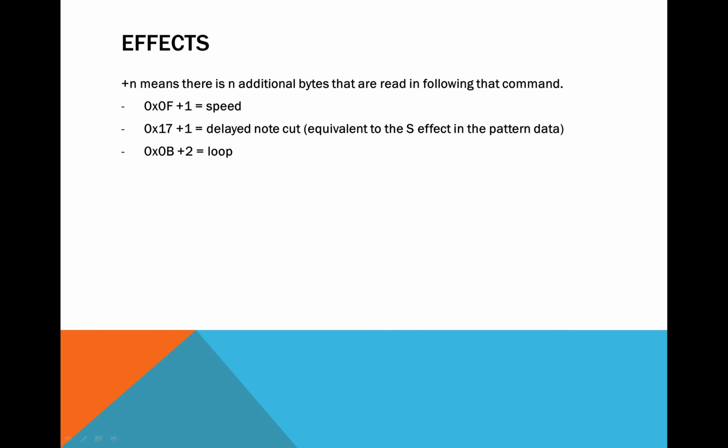Effect 17 is a delayed note cut. When set, the player will wait however many frames you set it to before doing a note cut automatically. This is useful for doing note cuts that aren't on the first frame of a row.